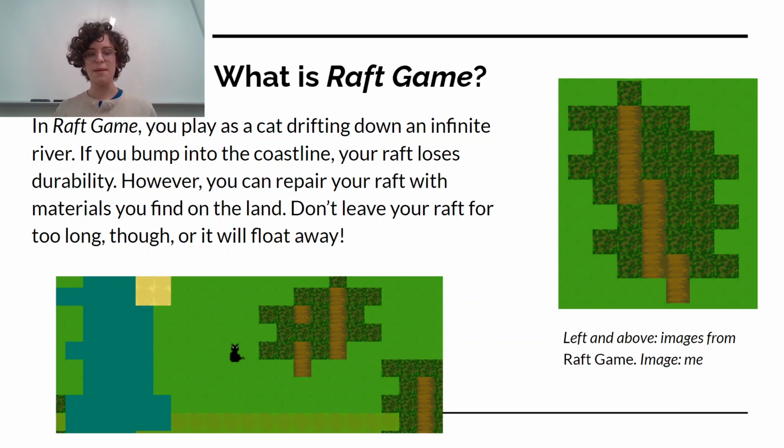So the essence of the game is that you play as a cat drifting down an infinite river. If you bump into the coastline, your raft will lose durability. You can repair your raft with materials that you find on the land surrounding the river. But if you leave your raft for too long, it will float away. So there's an element of difficulty in being able to manage how long and how frequent your trips off the raft and onto the shoreline are.